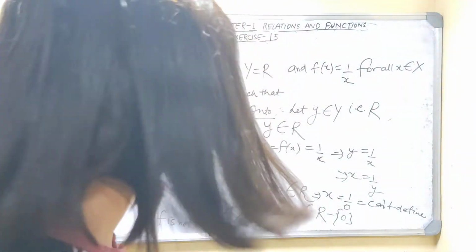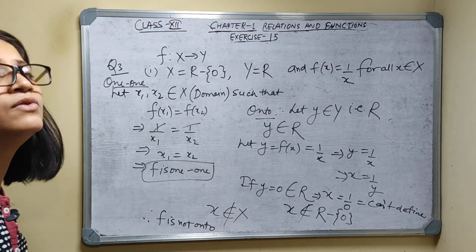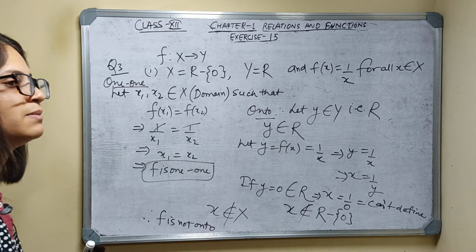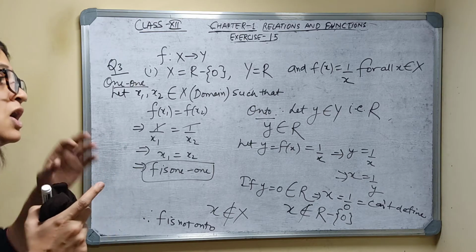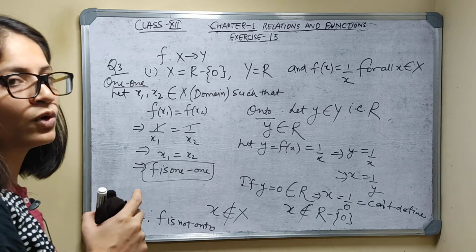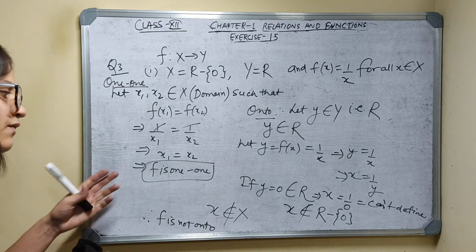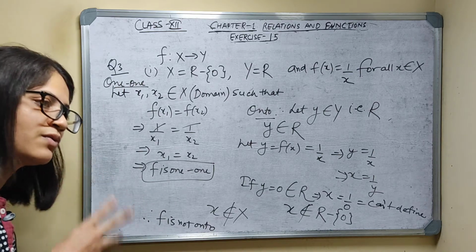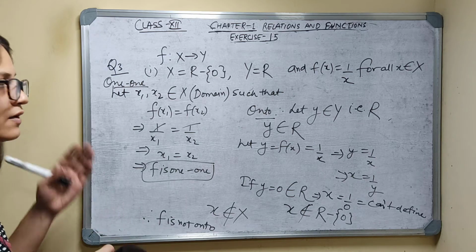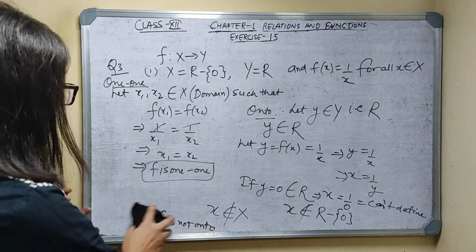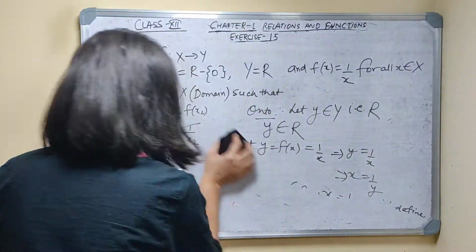Is it clear? That's why the function does not have an inverse, or this is not an invertible function, because a function is invertible only when it is both one-one and onto. If it is one-one and onto both, then only I can say the function is invertible. So this is one-one, but this is not onto.